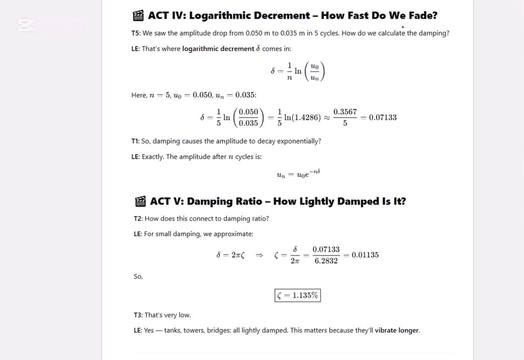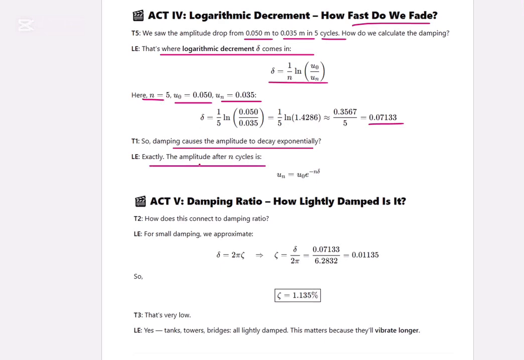So logarithmic decrement, how fast do we fade? How fast is that going to fade? We know amplitude drops from 0.05 to 0.035 in 5 cycles. How do we calculate the damping? That's where the logarithmic decrement comes in. So this is the logarithmic decrement: number of cycles 5, initial displacement, final displacement after 5 cycles. Damping causes the amplitude to decay exponentially, right?